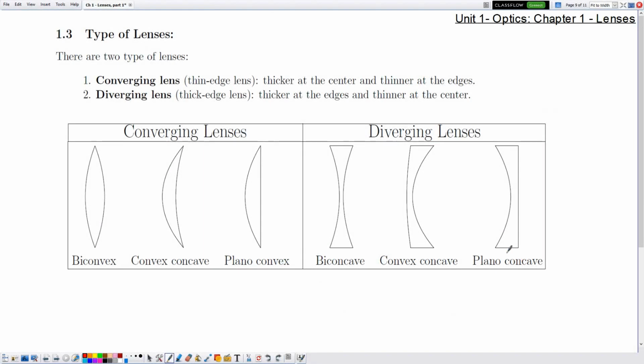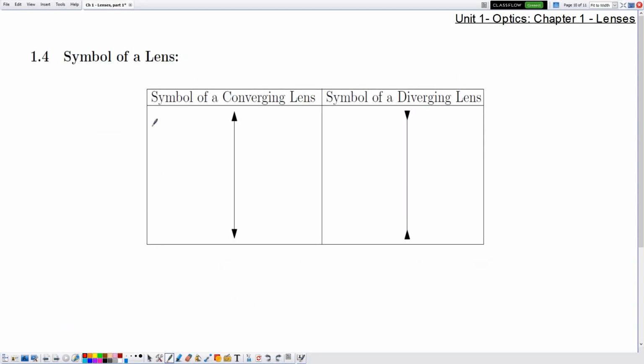Okay, but notice that here we have a problem. These shapes are hard to draw each time we need to use them. So we will use a well-known trick in physics, which is drawing using symbols. Then let's give a symbol for a converging lens and for the diverging lens.